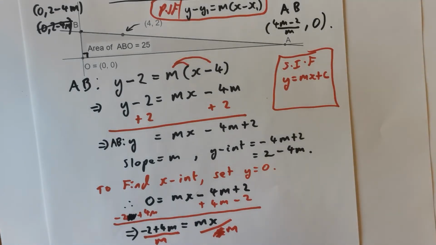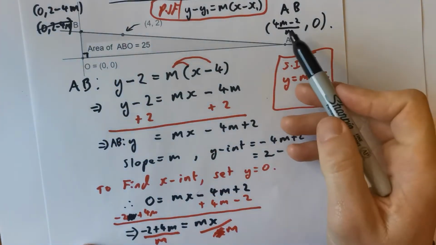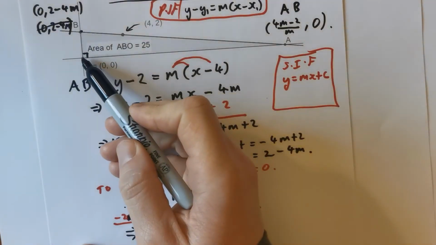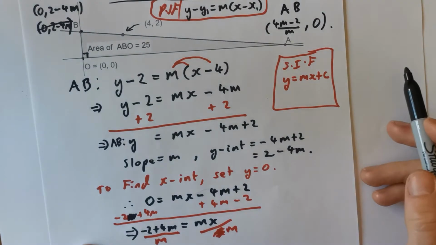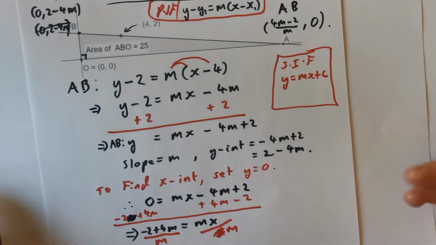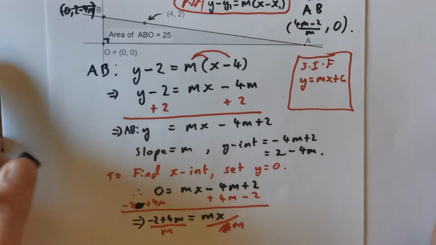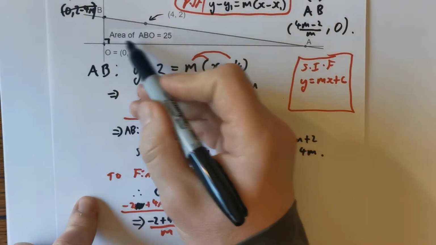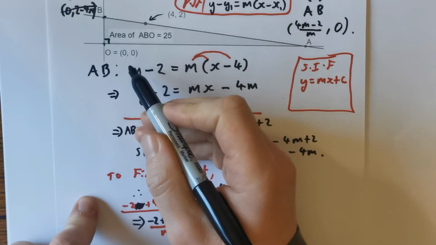Okay, so now we have lots of information here. We have the y-intercept at 2 minus 4m, the x-intercept at 4m minus 2 over m, and we have this third point here at 0, comma 0. So I have lots of options from here now. I'm going to use my old primary school definition for the area of a triangle. We're given the area of a triangle. That's going to be the key here.